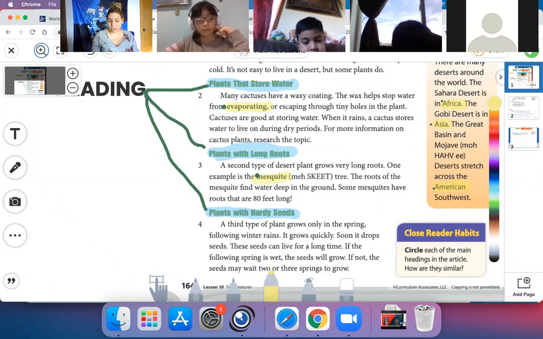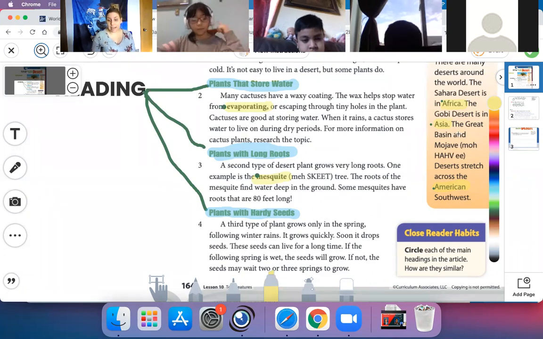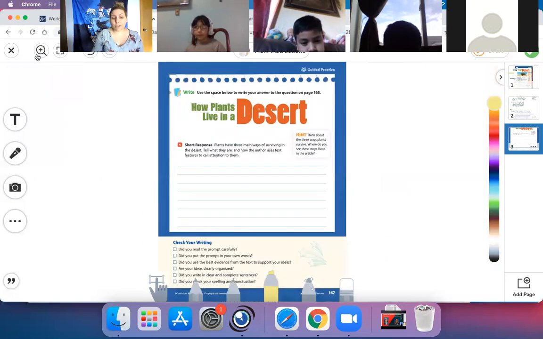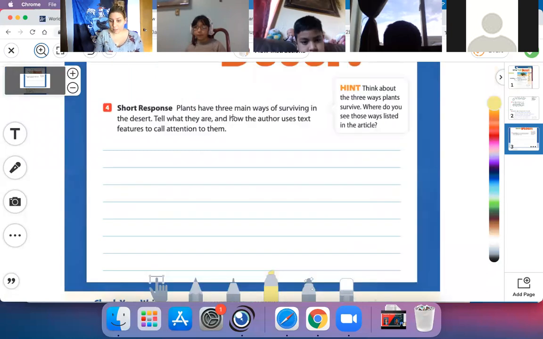Elijah, I saw that in the chat too. Perfect. Yes, the headings. Plants that store water tells us that they survive by storing water. Plants with long roots tells me they survive by having those really long roots to reach the water under the ground. Plants with hardy seeds tell me that some plants have these seeds that are very hardy, that are really tough, so they can survive for a long time without some water. And it told us all of those in the heading.